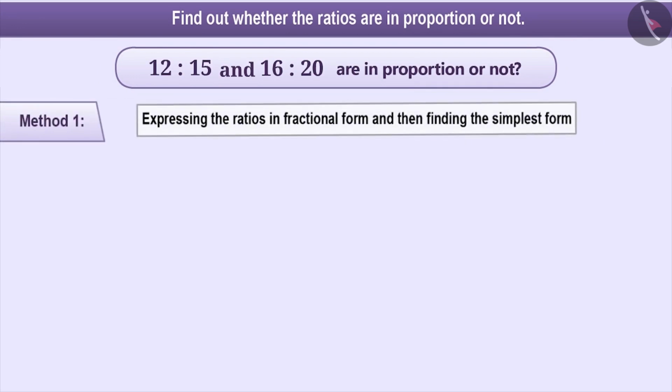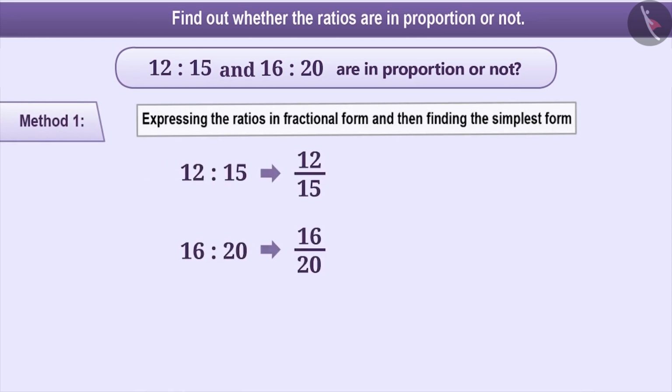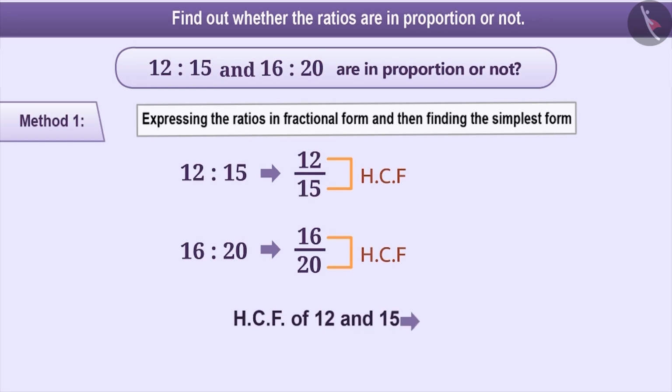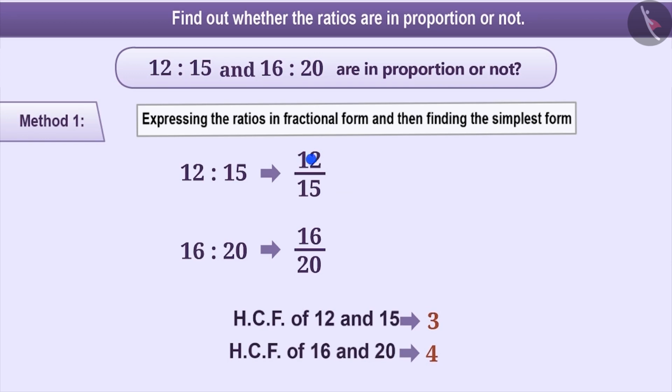We have already learnt one method, in which we express both the ratios in fractional form and find their simplest form. To do so, we find the HCF of the numerator and denominator of each fraction. Here, the HCF of 12 and 15 is 3 and the HCF of 16 and 20 is 4. We will divide the numerator and denominator of each fraction with the respective HCF.